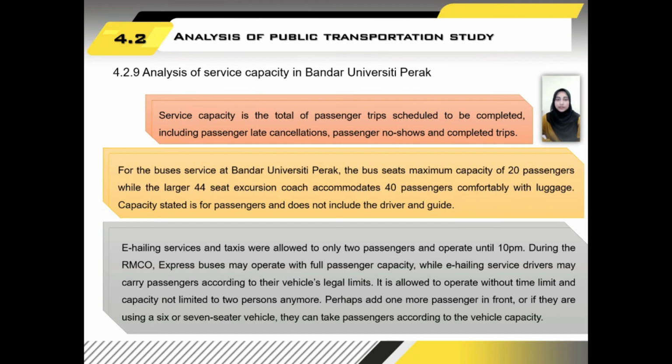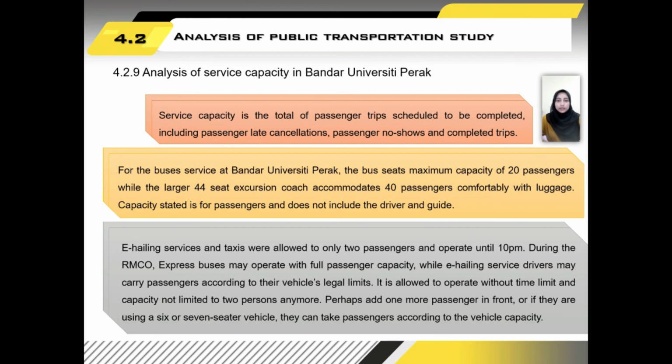Okay, so here is the analysis of service capacity in Bandar University Perak. For your information, service capacity is the total of passenger trips scheduled to be completed, including passenger late cancellation, passenger no-show and completed trips. For the bus service at Bandar University Perak, the bus seat maximum capacity is 20 passengers, while the larger 44-seat excursion coach accommodates 40 passengers comfortably with luggage. Capacity stated is for passengers and does not include the driver and guide.